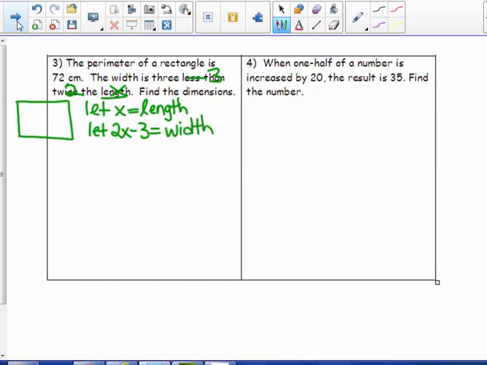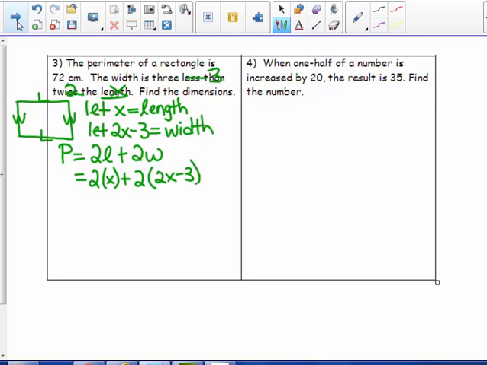Now, the common mistake that students make is they just add a length and a width. The rectangle here reminds me that there are 2 lengths and 2 widths. This is a geometry question. Must have a formula. Perimeter of a rectangle is 2 lengths plus 2 widths. That also reminds me that I have to add 2 of these lengths, which I called x, so 2x. And 2 of the widths, oh, it's a quantity, 2x minus 3. That has to equal 72.